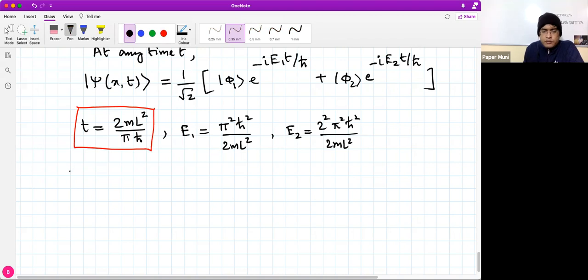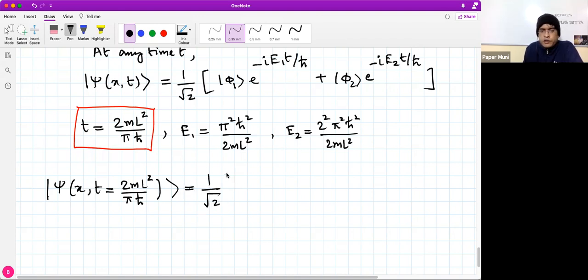Now let's write down the wave function at this time, ψ(x, t), where t is equal to 2mL² by πħ. This is the time at which we need to find the expression. The wave function is already normalized, so we need not worry about it. The first term will be φ1, times exponential minus iota.